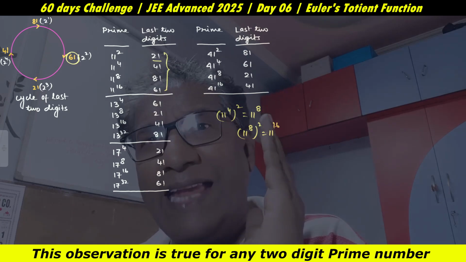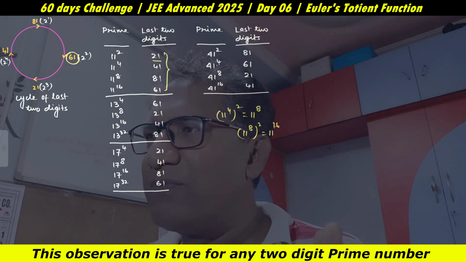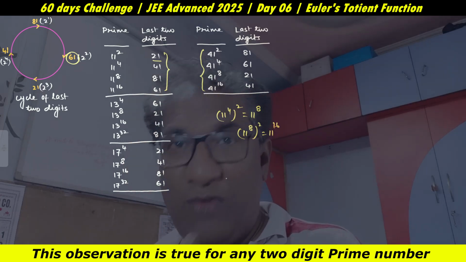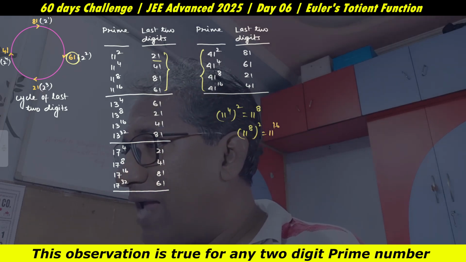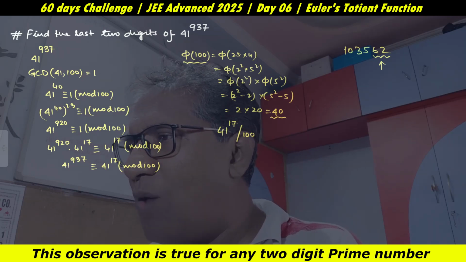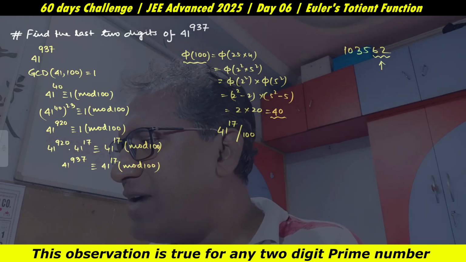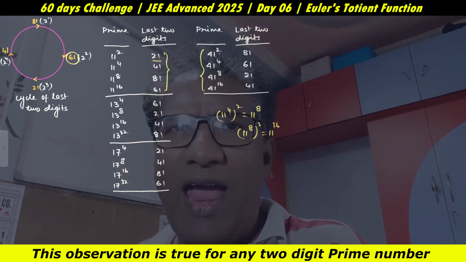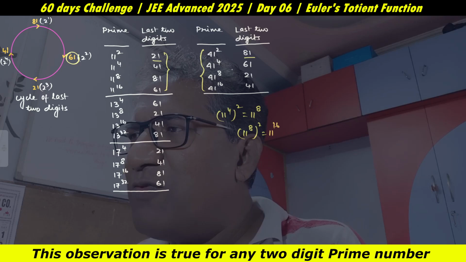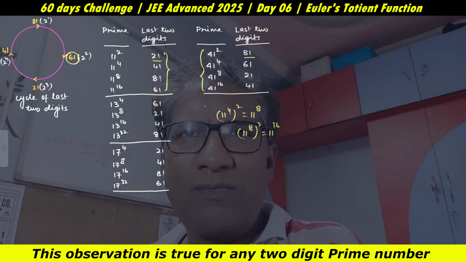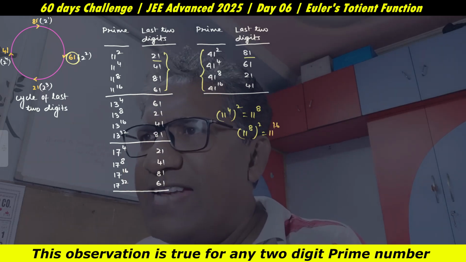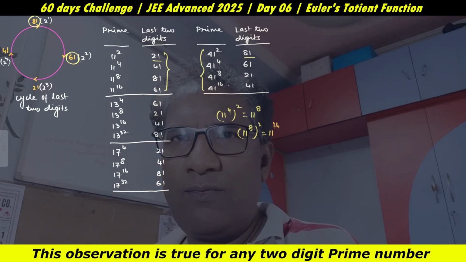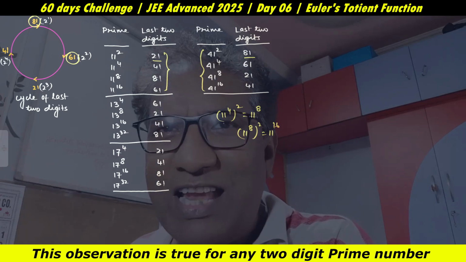So for any prime, let us consider 41, because we have to find the last 2 digits when 41 to the power 17 is divided by 100. So we are interested in 41. You see, 41 square, the last 2 digits will be 81. 41 to the power 4, the last 2 digits will be 61.